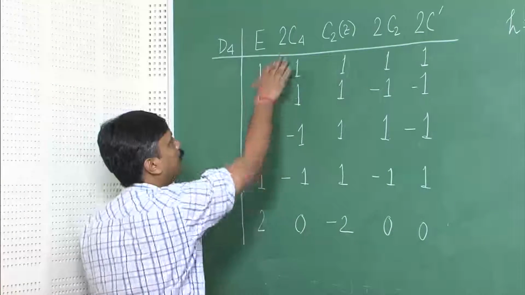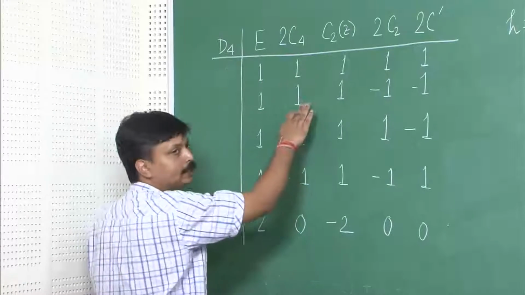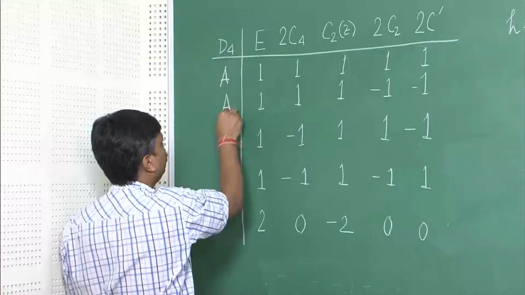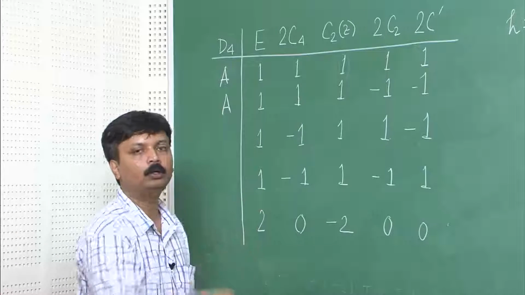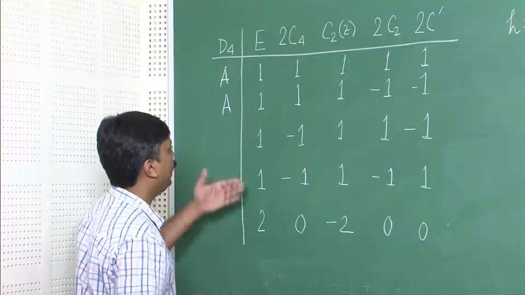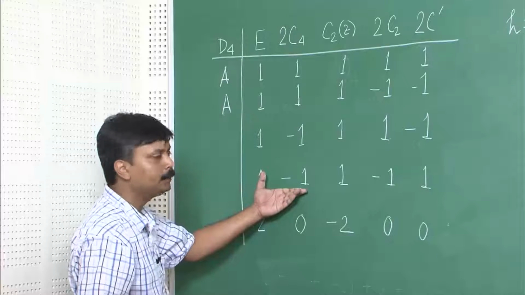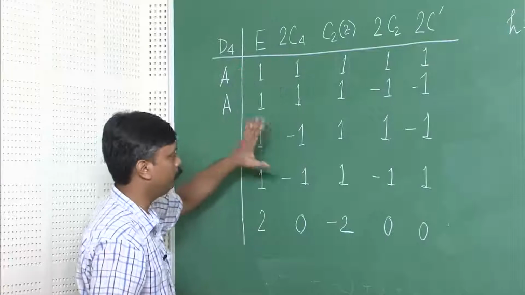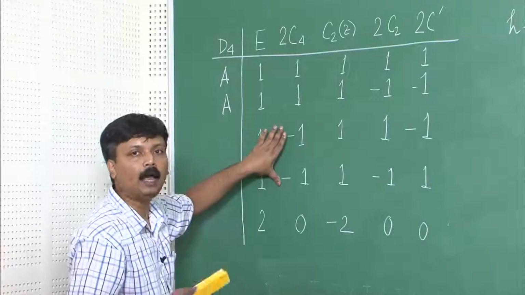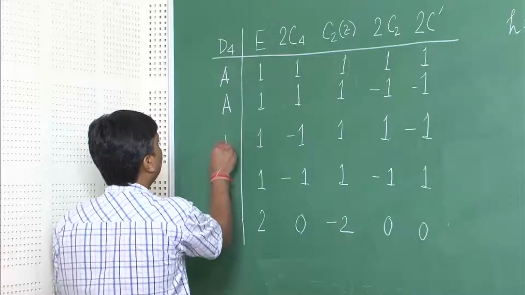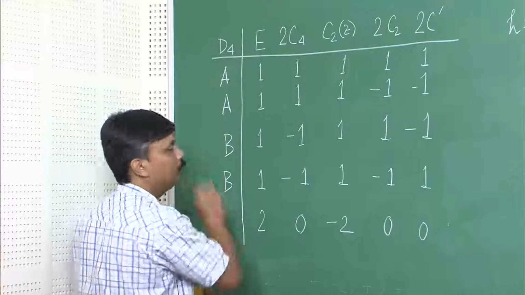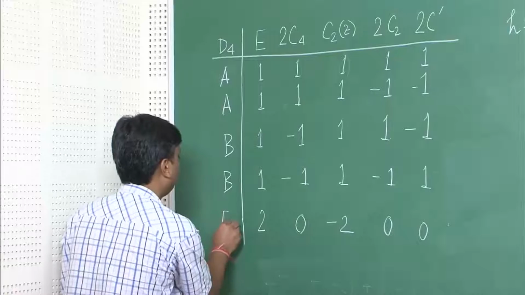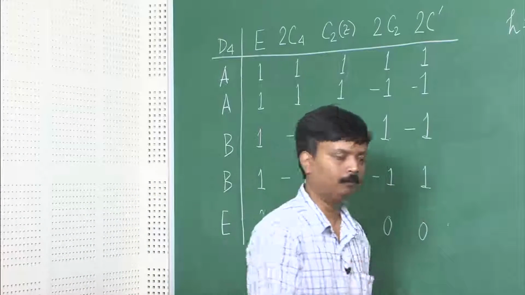So here with respect to the principal axis of symmetry, these two are symmetric. So without worrying about anything, these two will be given the notation A. We will worry about subscripts or superscripts later. And these two one-dimensional representations, if I look at the characters corresponding to this principal axis of rotation, I find that they are antisymmetric. Therefore, these two belong to B type of symbol. And this one being a two-dimensional representation, we have E as the symbol for the IR.